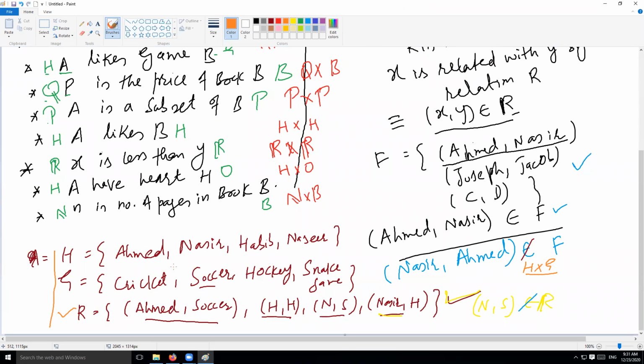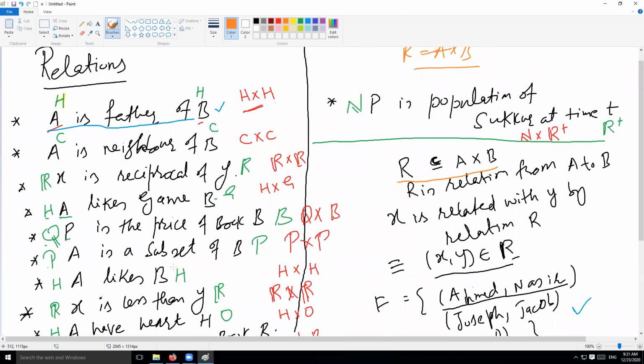So H cross G is indeed a relationship. Okay, that's one relationship. So for example, if you want to say that H is the father of H, or say A is a neighbor of B, or X is a reciprocal of Y. So can I say, for example, if I treat this relationship as R cross R, entire R cross R, then I know that 1 and 2 belongs to R cross R. But would that be true as per this relationship? Can I say that 1 is a reciprocal of 2?